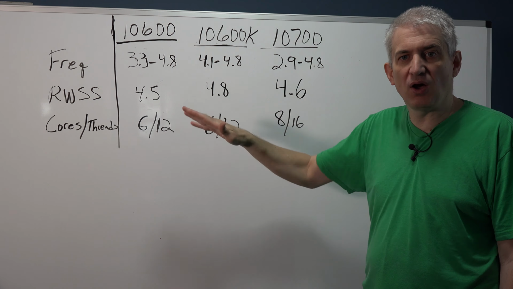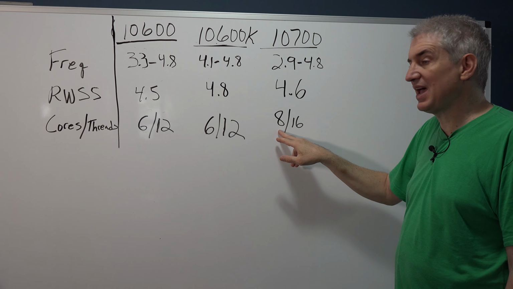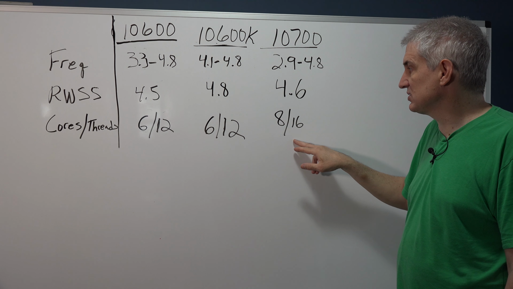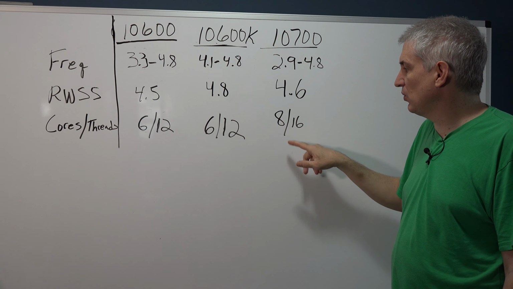Now, we come over to the 10700. You notice we have 8 cores and 16 threads here. So we have 2 more cores. And if you're doing productivity work like video editing, 3D modeling, rendering, those things I mentioned earlier, those extra cores can help your performance. But if all you're doing is simming right now at least, you don't need those 2 extra cores. What you need is clock speed.